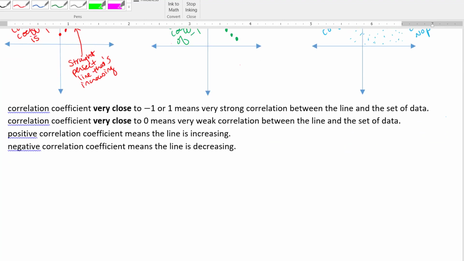Correlation coefficients close to -1 or +1 mean there is a very strong correlation between data and a straight line. Remember, +1 being an increasing data set, -1 being a decreasing data set. And the closer your correlation coefficient is to 0, the closer your data set is to being a scattered random mess with no association. So we would say that's very weak correlation. Positive correlation coefficient definitely means that in general, your data tends to be increasing. Negative correlation coefficient means that in general, your data tends to be decreasing.